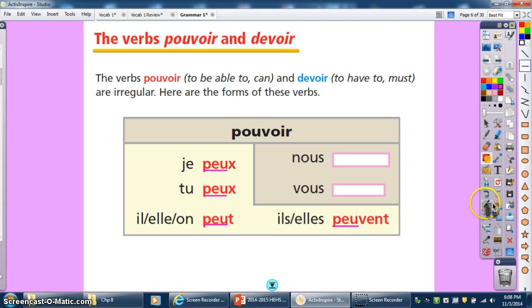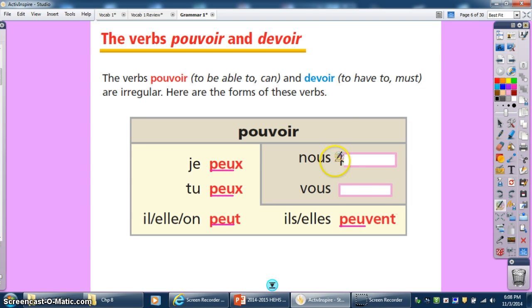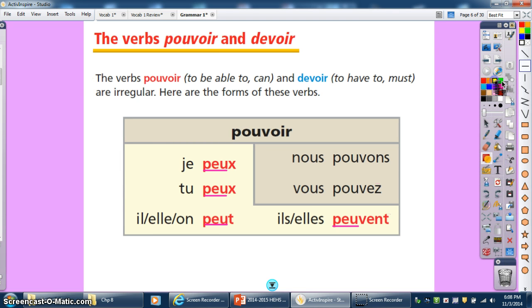Now, what's on the outside has to be something different. We have nous pouvons and vous pouvez. Now notice the two verbs on the outside of the boot are similar to the infinitive. So POU, POU, POU. Pouvoir, pouvons, pouvez.